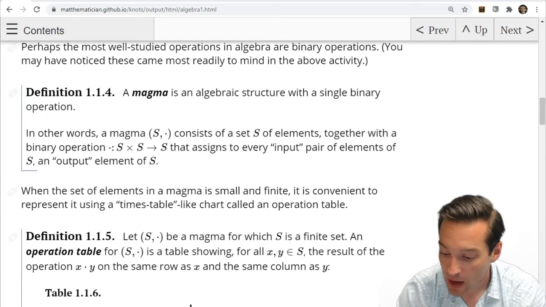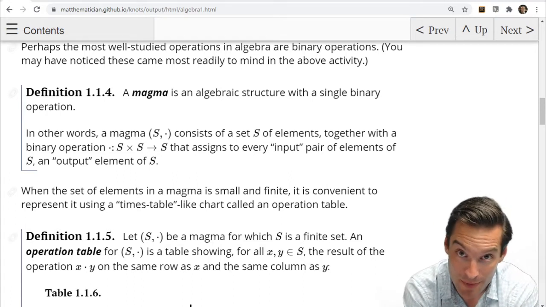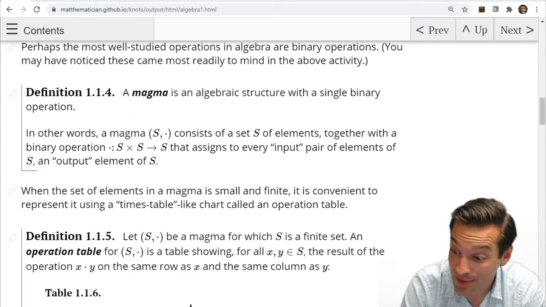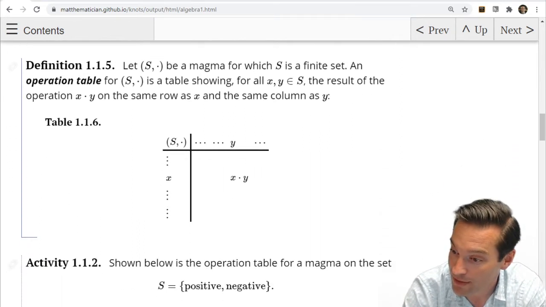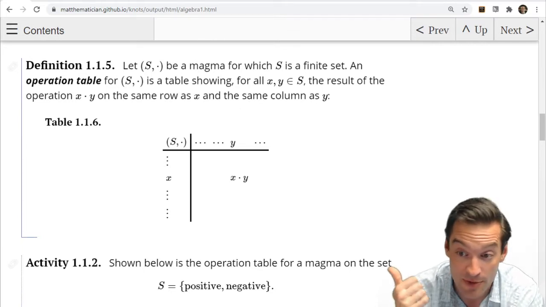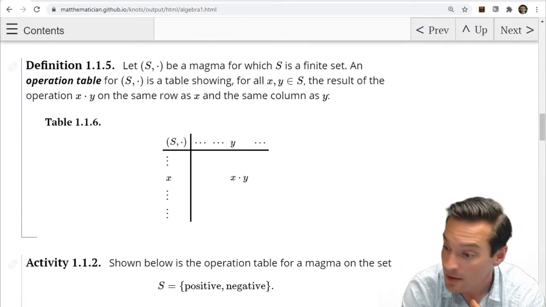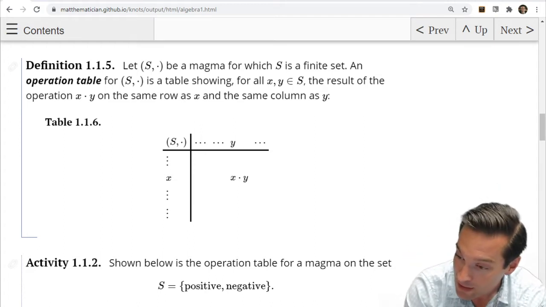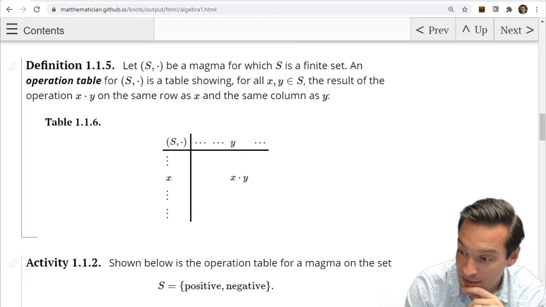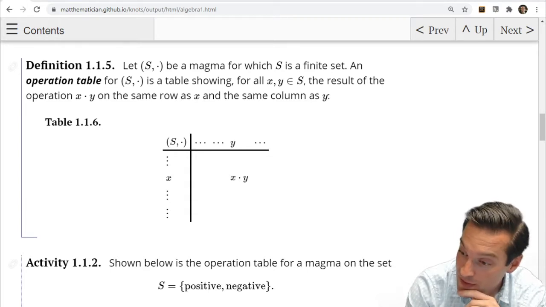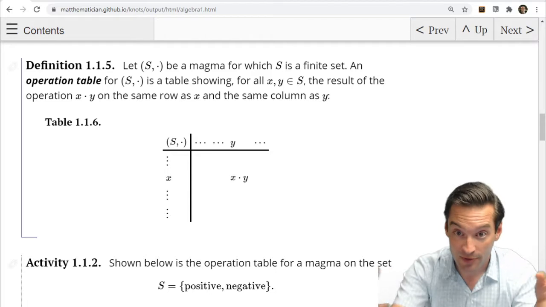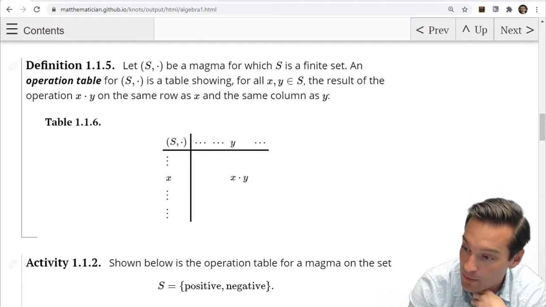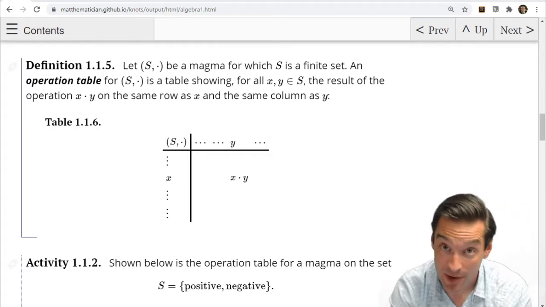Right? When I have a small set of elements to work with, one of the best ways of understanding the structure that's defined by a magma is by putting it in like a times table. These little times tables are things where, if you've had an abstract algebra class, you probably use these for groups, for example. It's the same kind of idea where the way we construct one of these operation tables is that on the same row as an element x and the same column as an element y, we will place their product, the result of taking x and y and operating on them by my operation, right? So we find x operate y in the same row as x and in the same column as y.